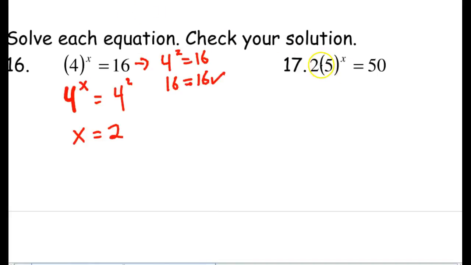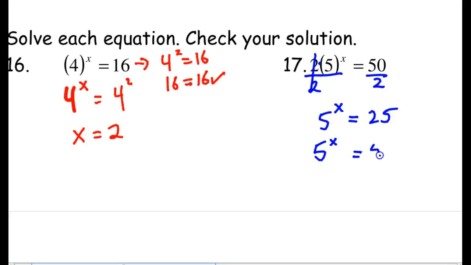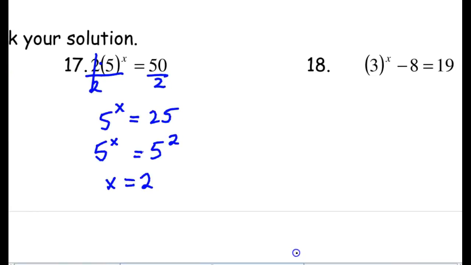Okay, 17. We have to undo the multiplication first, so I'm going to divide. 5 to the x equals 25. 5 to the x equals 5 to the second power, which is 25. Therefore, x equals 2. There we go. And just mentally, we can plug this in. 5 to the second power is 25. 25 times 2 is 50, and it matches the right-hand side.